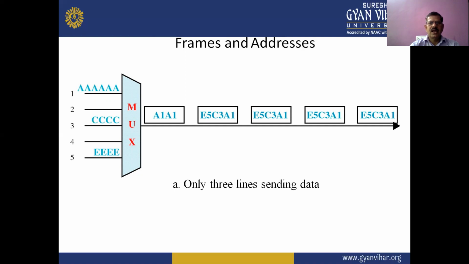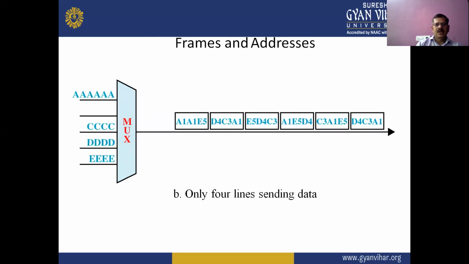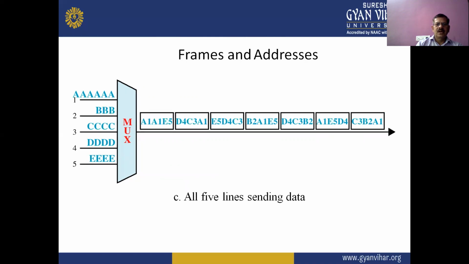This diagram shows the frame and address, with only 3 lines sending data here with the help of multiplexing technique systems. Also only 4 lines are sending data in this frame and address system, which is done with the help of multiplexing technique systems. And this is also the frame and address for all 5 lines sending data.